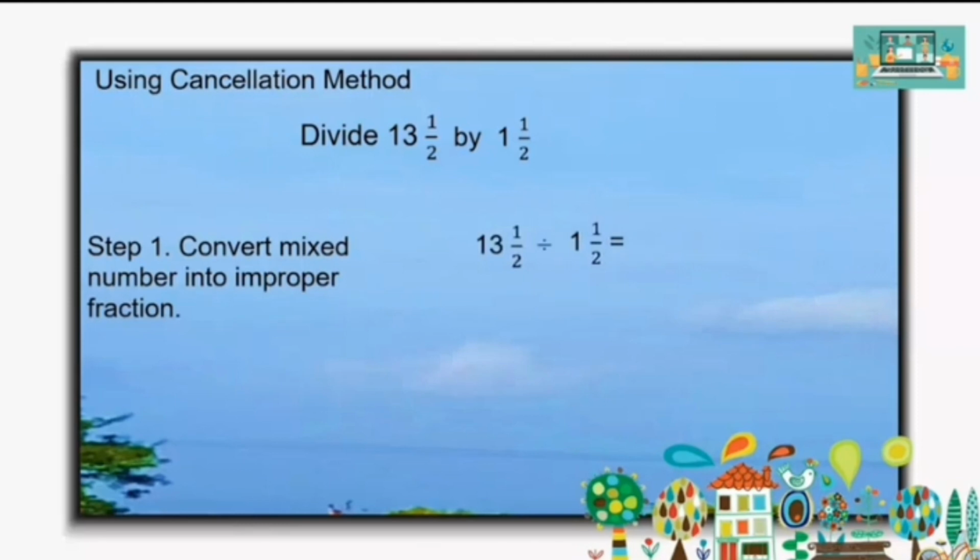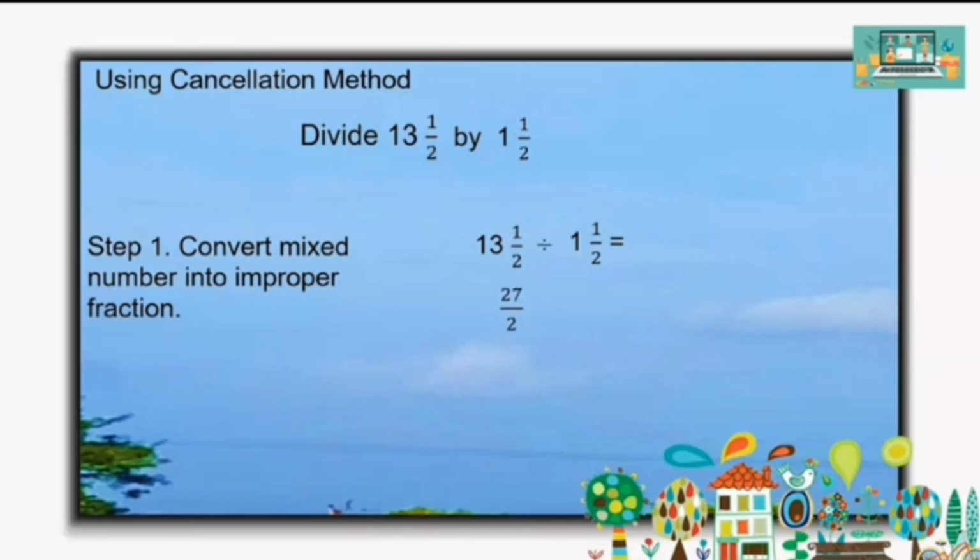We change 13 and 1/2 to an improper fraction by multiplying the denominator 2 to the whole number 13. 2 times 13 is 26, plus 1 becomes 27 over 2. So our new fraction is 27 over 2.